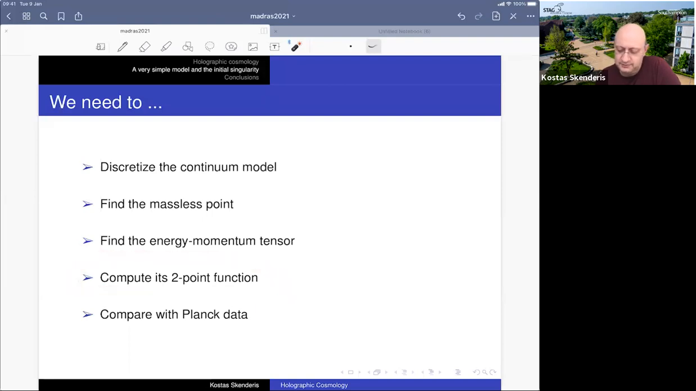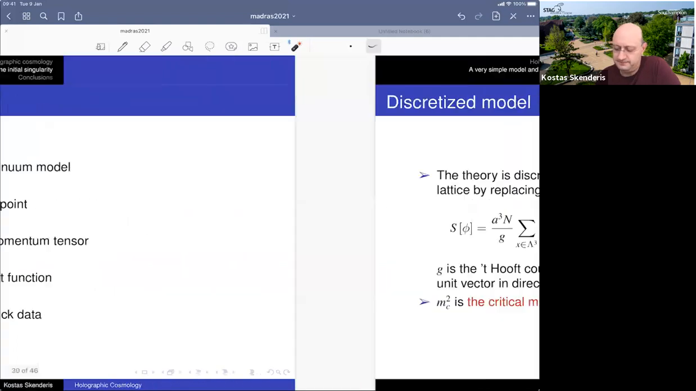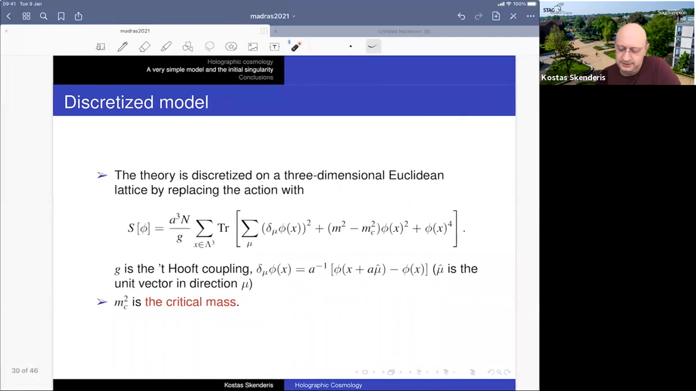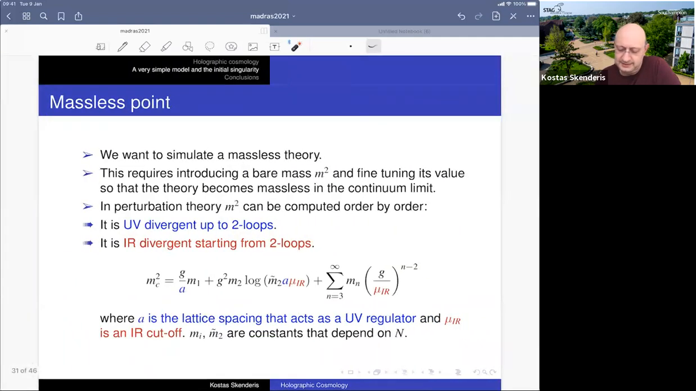So what I will do in the next few minutes is briefly describe this part, which is related to the resolution of the initial singularity, and then briefly mention this and then go to the conclusions. Okay, this is how we discretize the model, but now let me describe that slide.